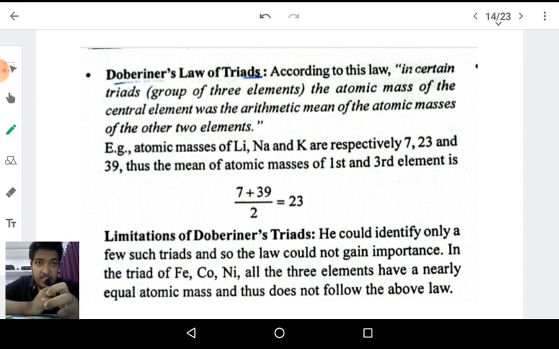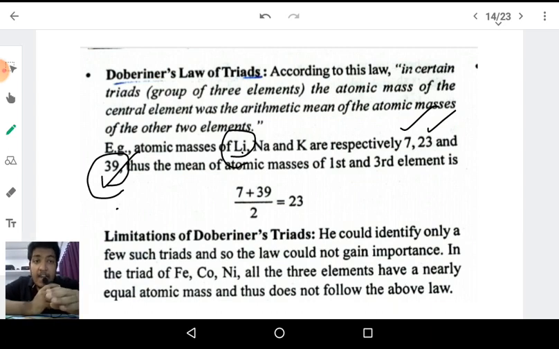That is what he suggested, and he has given some examples for these Dobereiner triads as well. One most common example is that of lithium, sodium, and potassium. Lithium has an atomic mass of 7, sodium has an atomic mass of 23, and potassium has an atomic mass of 39. He suggested that the middle element, that is sodium, has a mass 23, and this 23 is equal to the arithmetic mean of the first and the third element. The first element was lithium, which has 7, and the other one is 39. 7 plus 39, that is 46, divided by 2, comes out to be 23.